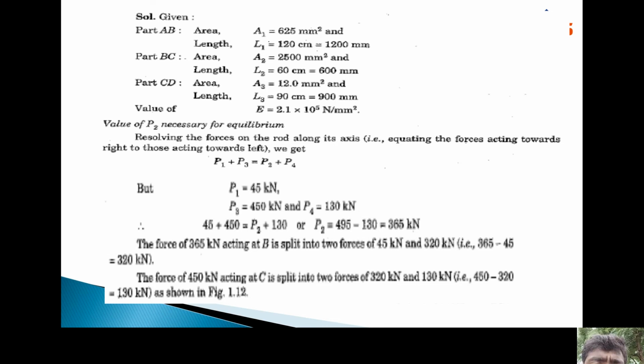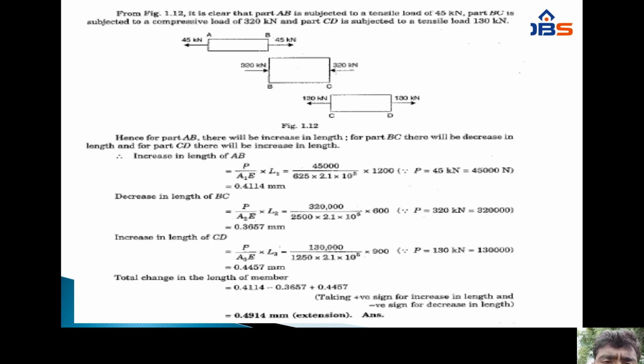Okay, the force of 450 kilonewtons is acting on C. It is split into two forces, 320 and 130 kilonewtons, that is 450 minus 320 equals 130, as shown in the figure. Okay, this problem is split into three parts. Part AB is the tensile load, 45 kilonewtons acting on both sides. Next, BC is 320 kilonewtons acting on both sides, a compressive load. Next, CD is 130 kilonewtons, a tensile load.